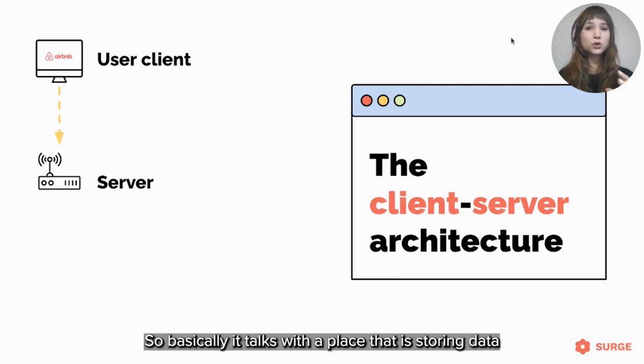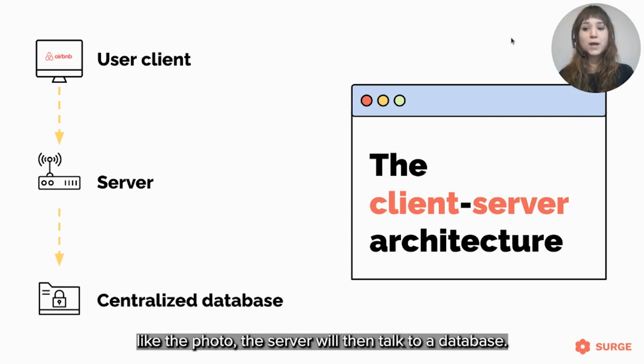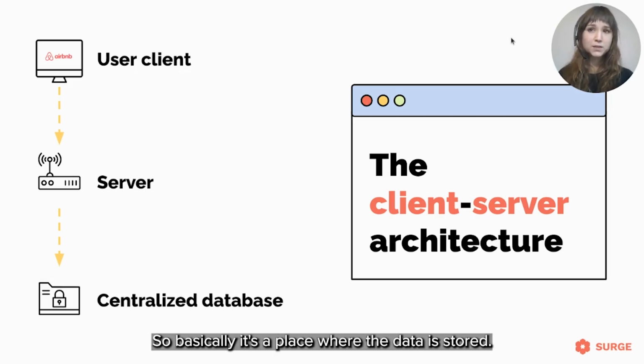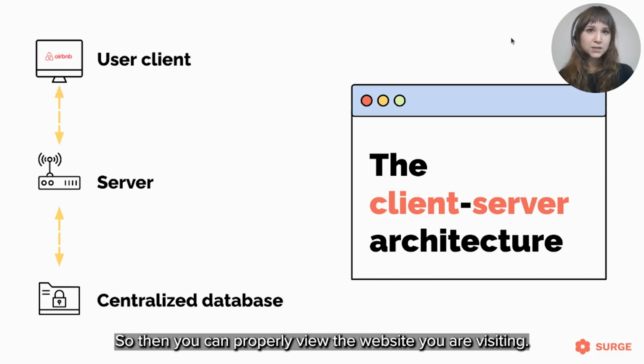So basically, it talks with a place that is storing data or it talks to another computer program. In order to provide you with a specific resource like the photo, the server will then talk to a database. A database is an organized collection of structured information. So basically, it's a place where the data is stored. Once the data is retrieved by the server, it will pass it back to the browser. So then you can properly view the website you are visiting.